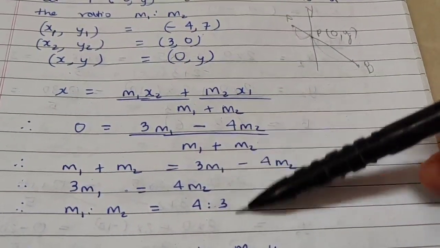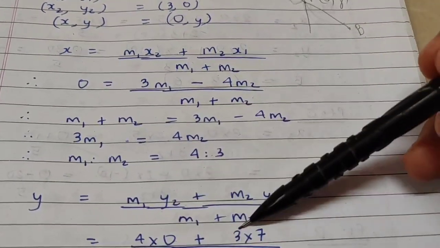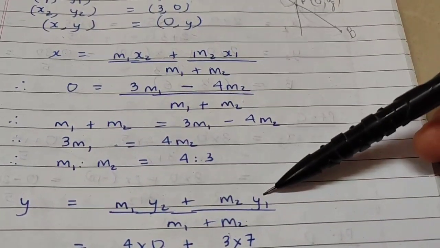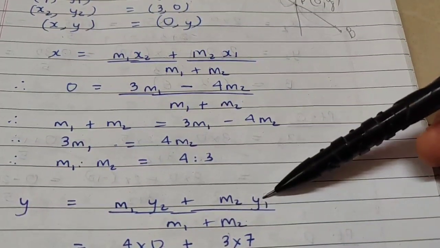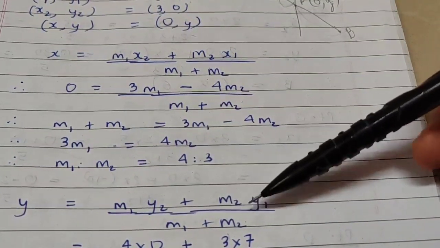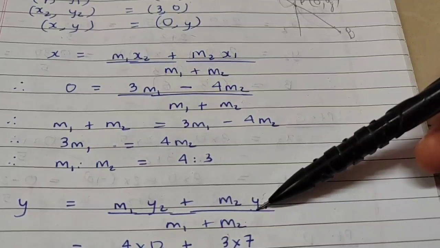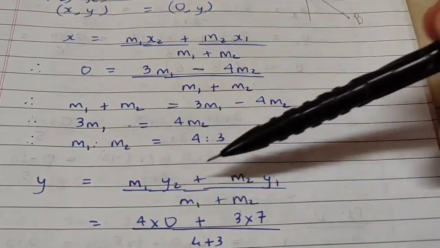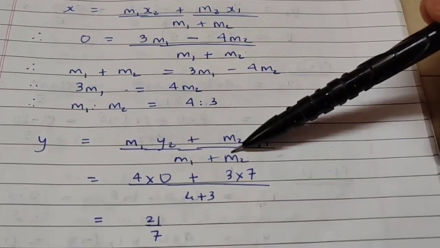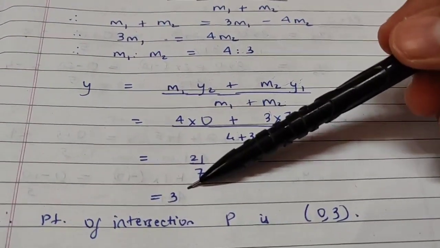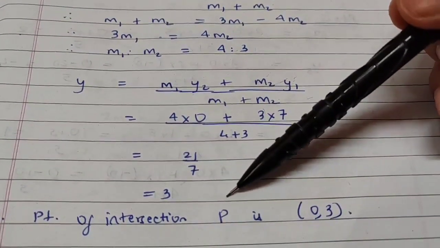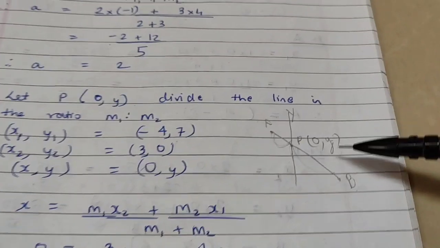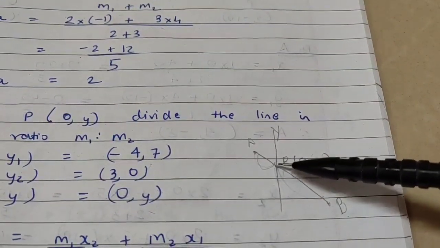Next. Now we will use the formula of the y coordinate. Please write the whole formula. That will really avoid any silly mistake and confusion. Always write the formula, since you are not yet expert. Y's value I don't know, but I know everything else, m1, m2, y1, y2. Substitute the values and get the answer of y. So finally I will say the point of intersection is 0, 3. That's what we found.